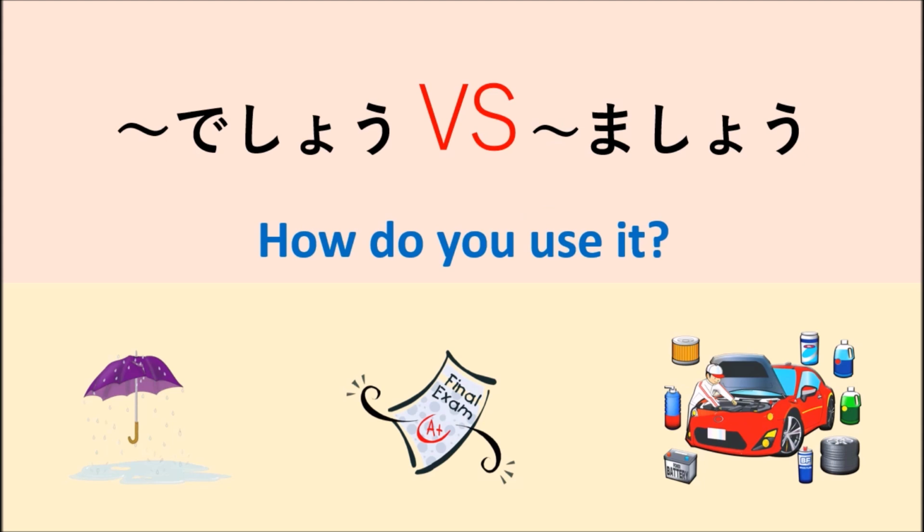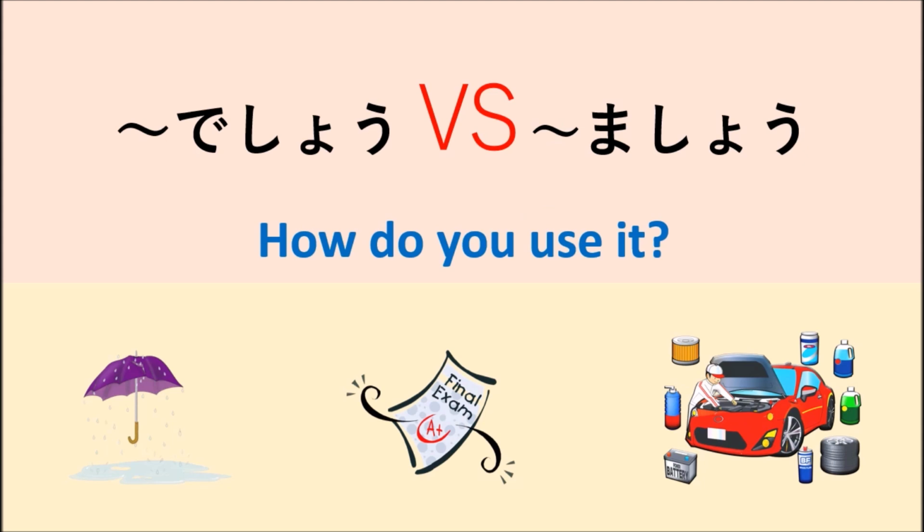For the first, deshou is used when you want to express something that will happen in the future, but you are not sure whether it will happen or not. In a time like that, you can use deshou. Deshou means to express something that uncertainly happens in the future.